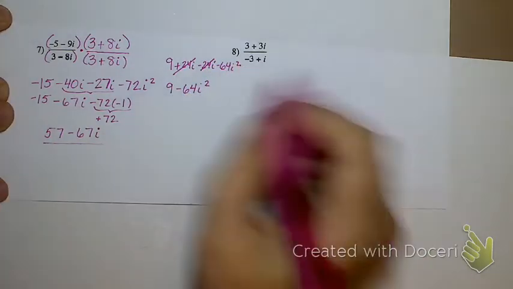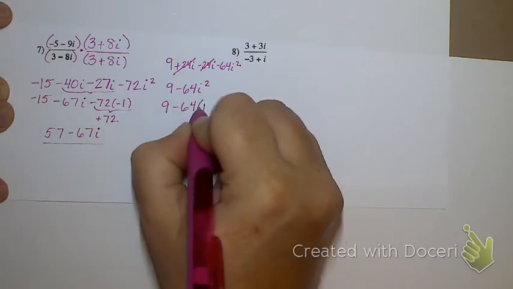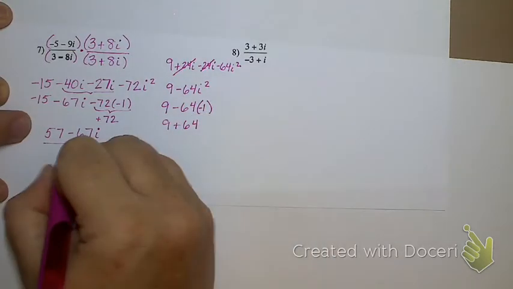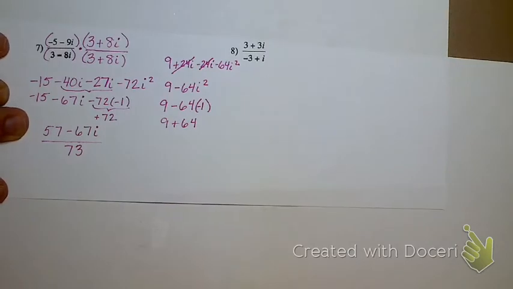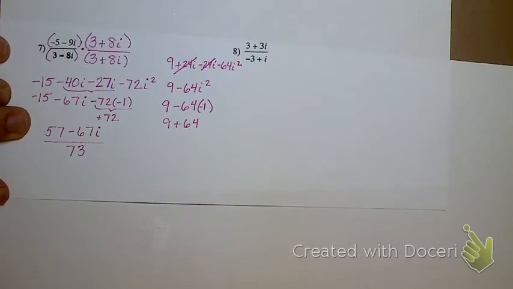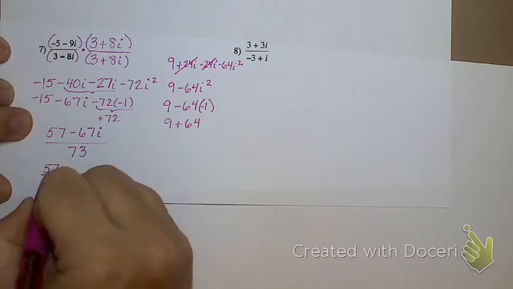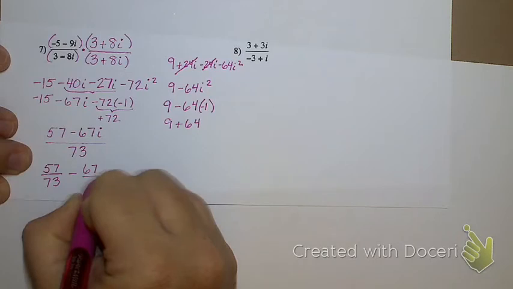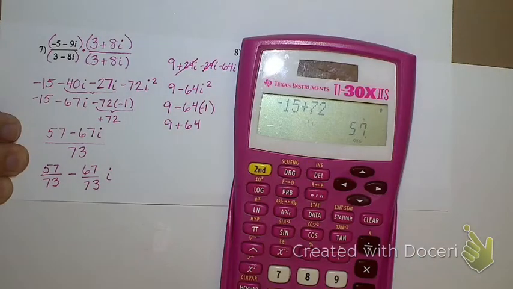What do you replace the i squared with? A negative 1. So that becomes what? 9 plus 64, which is what? 73. It's 1 less than 10 plus 64, right? So if I break this up, 57 over 73, I doubt that's going to reduce, but we'll check. Minus 67 over 73. There's my a plus bi form.